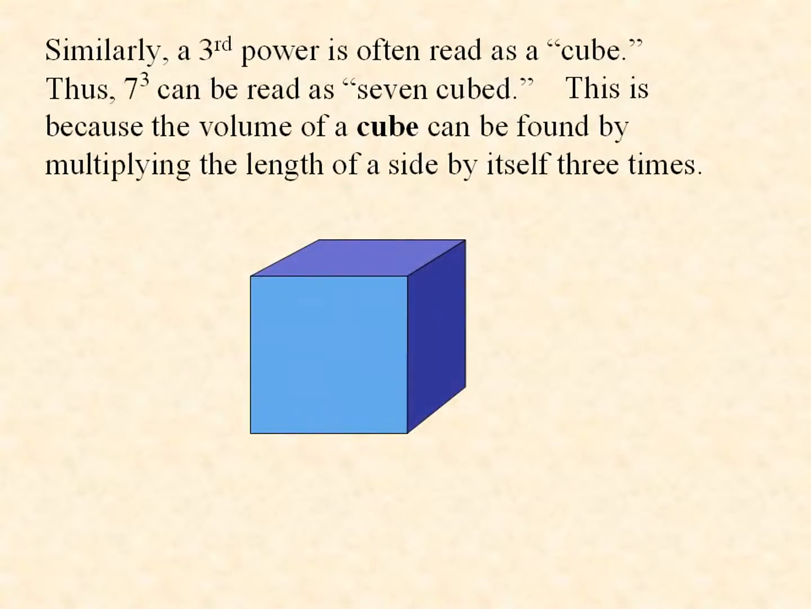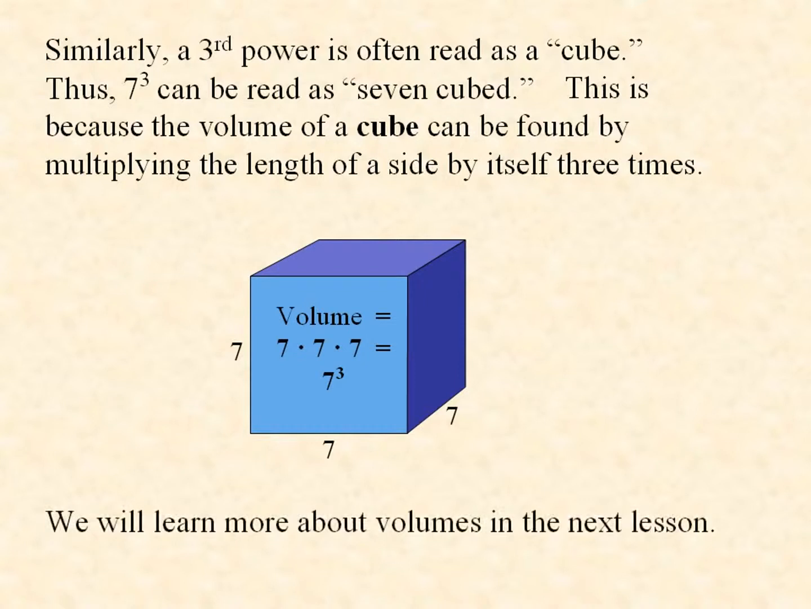Here's a picture of a cube. If each side is 7, then the volume of this cube is 7 times 7 times 7, which is 7 to the third power, or 7 cubed. We will learn more about volumes in the next lesson.